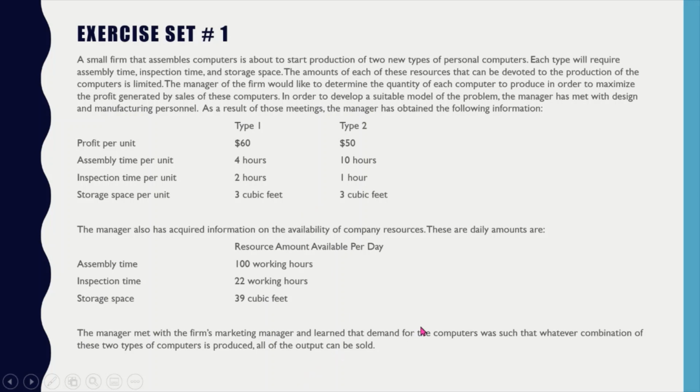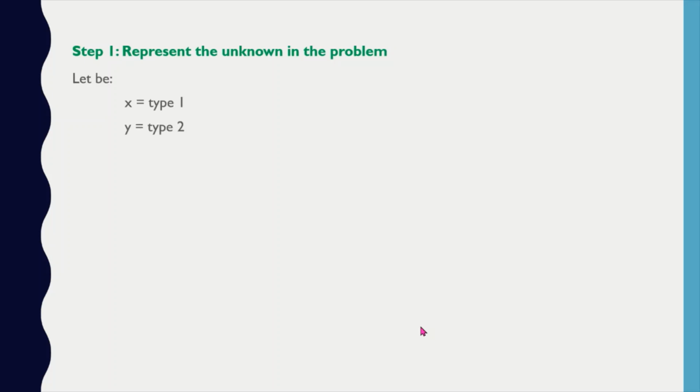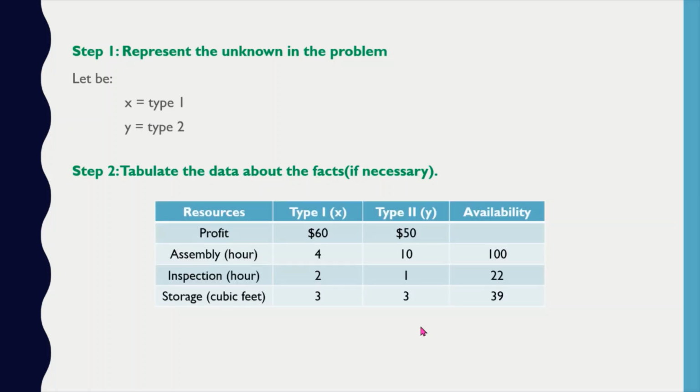So to do this, we're going to follow the steps. Step one, represent the unknown in the problem. That means we're going to identify first our variables, in which we let x be our type 1 computer and y be our type 2 computer. Second step, we tabulate the data about the facts. Out of the given information or data, later on for our step 3, we can make it easy to make our equations.